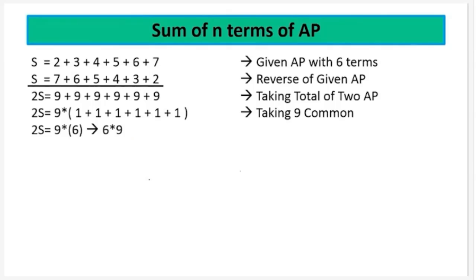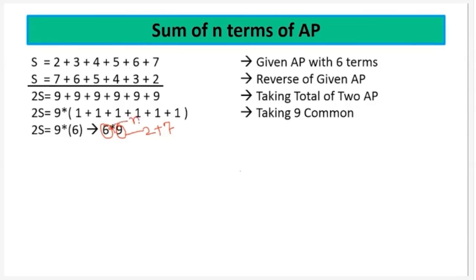Okay. So 6 plus 9. Now what it says is, what is this 6? 6 is the number of terms. How many terms we had? 2, 3, 4, 5, 6, 7. So how many terms? 6. What is 9? 9 is nothing else but the first term plus the last term. What is the first term? 2, and the last is 7. 2 plus 7, that is 9. And the 6 is the total number of terms.